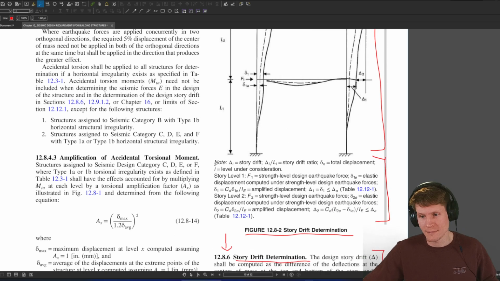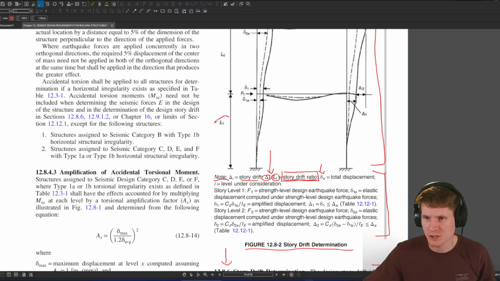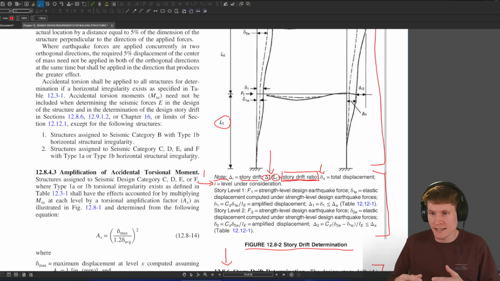You'll note, as it says, delta sub i is story drift. Delta sub i over L sub i is story drift ratio. And then, I can never remember this Greek letter, I'm going to call it lambda. Lambda sub x is the total displacement, and i is the level under consideration. Bing bang boom, story drift ratio, that's what we're after here today, is just a simple equation: story drift divided by L sub i, which is just the height of the story under consideration. That's the meat and potatoes of it all.